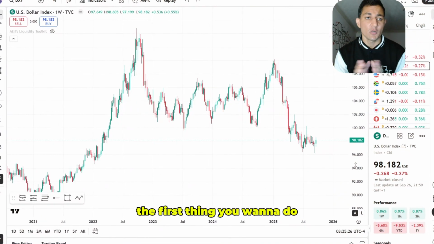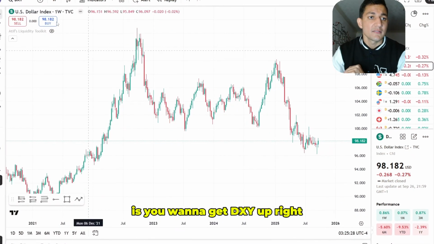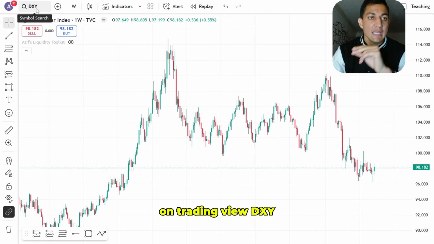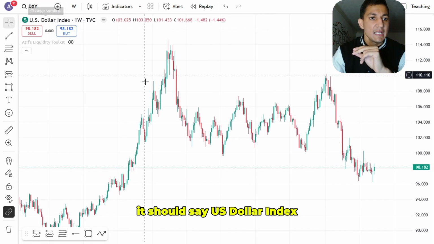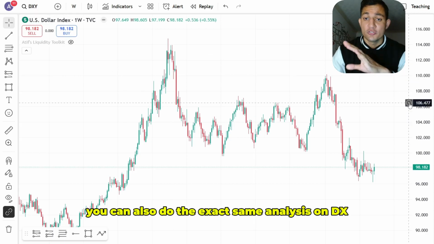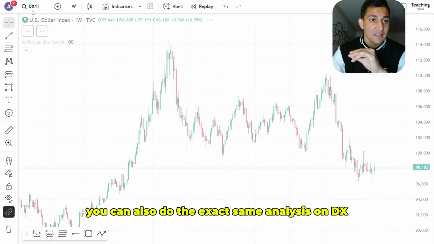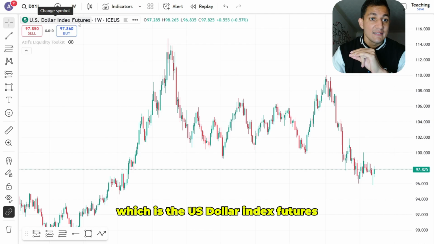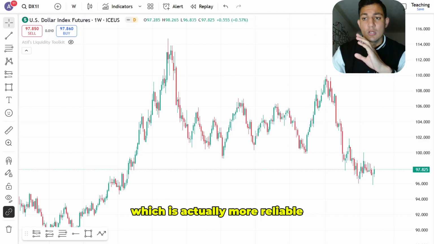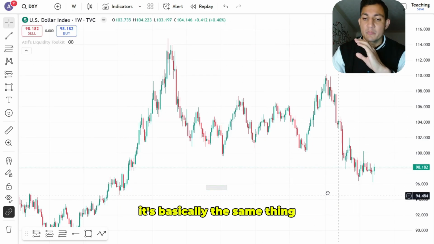Okay, so the first thing you want to do when you're analyzing the dollar is get DXY up on TradingView. Make sure you have this up. It should say US Dollar Index, and this is the one you want. You can also do the exact same analysis on DX, which is the US dollar index futures, which is actually more reliable. But for this video, we're going to do it on DXY. It's basically the same thing.